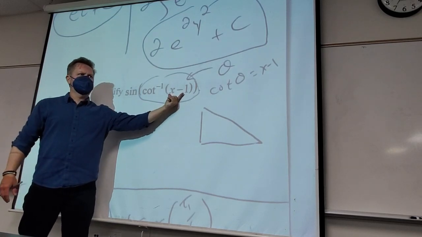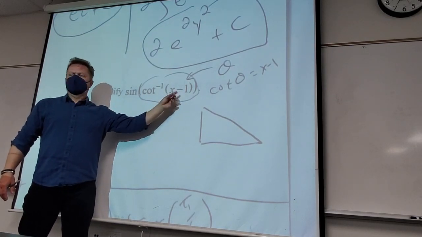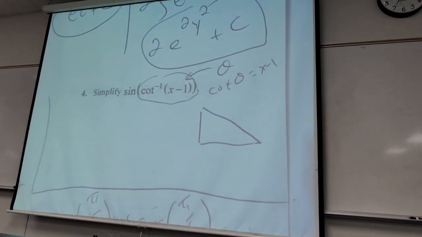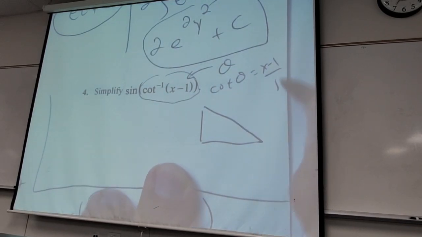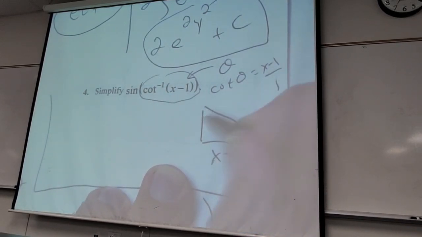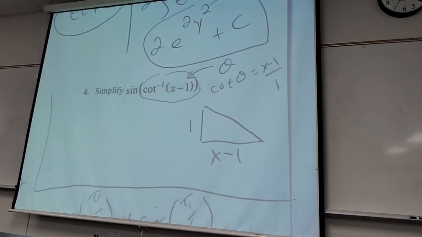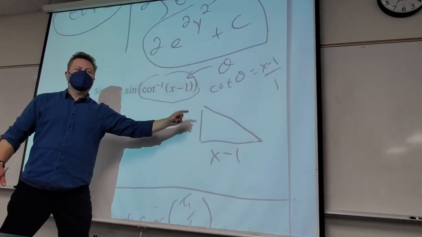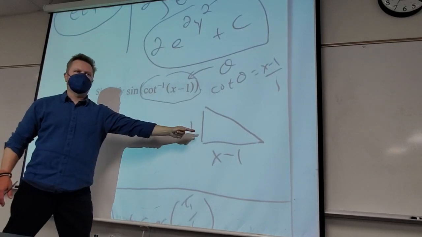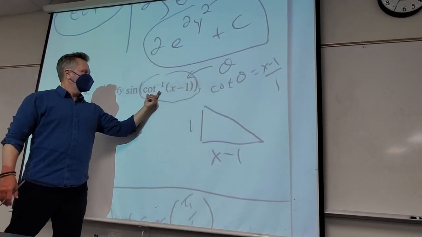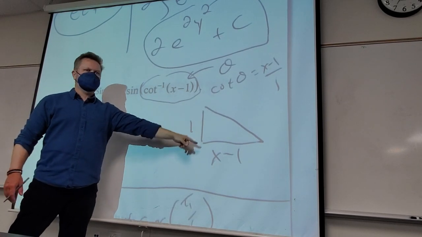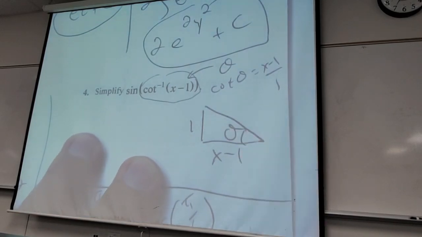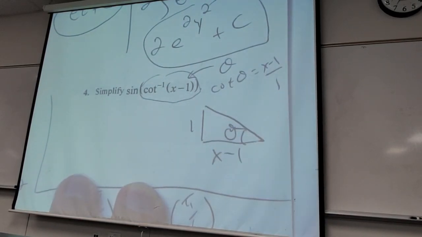Is the inside a ratio? But I can just put it over 1, right? So I want a triangle whose cotangent is x minus 1 over 1. So that would just mean this is x minus 1, that's 1. And now the question is, what's the sine of that, right? If I'm given an inverse trig, I can draw a triangle, because the inverse trig means it's an angle whose cotangent is x minus 1. So if I put the angle right here, isn't the cotangent of this angle x minus 1, yes?